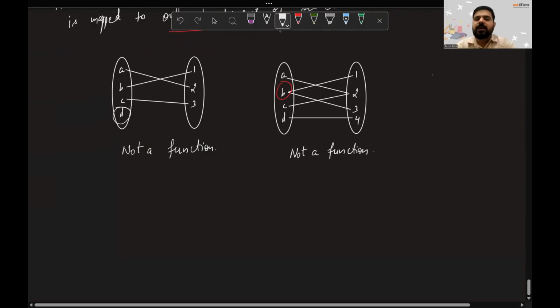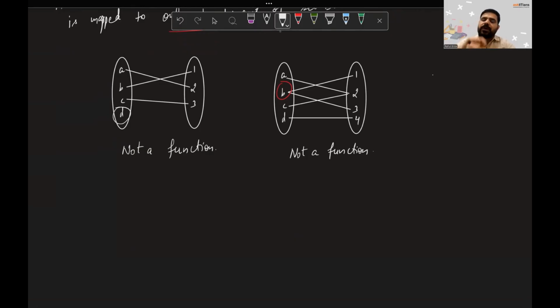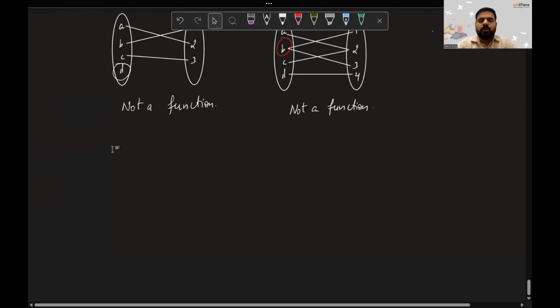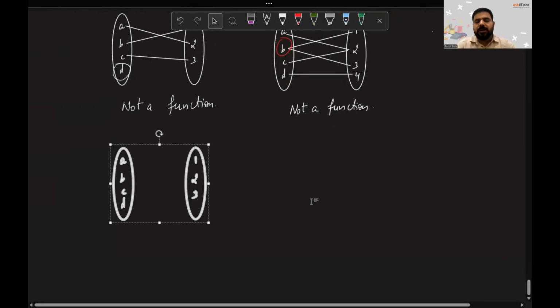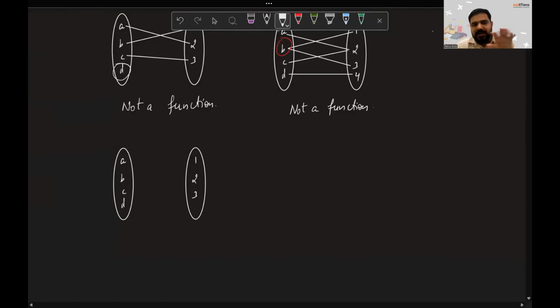With the help of a mapping diagram, we need to understand whether they are mapped to only one element or to multiple elements, and whether each element has an image there or not. These are the things we will require to comment on whether a given relation is a function. And yes, all of these are relations, because a relation is simply a subset of the cross product.